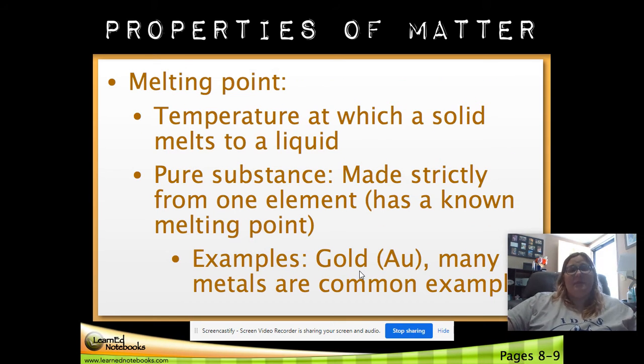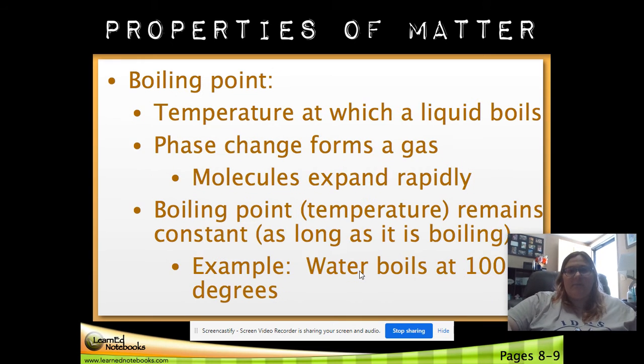Melting point. It's the temperature at which a solid melts to a liquid. A pure substance is made strictly of one element. It has a known melting point. Gold is an example. Many metals are common examples. We know what temperature to get a metal to melt it. We know water is 32 degrees Fahrenheit for it to start melting, 212 degrees for it to start boiling. So we know that of water. We also know it of different metals as well.